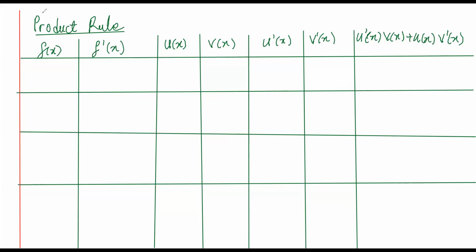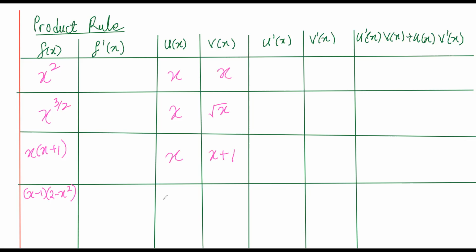x squared. Then what else do we have? The second function, x to the 3 over 2. This is x times (x plus 1). This is (x minus 1) times (2 minus x squared), right? And the column we're given is u for this. This is x, this is x. This is x, this is root x. This is x, this is x plus 1. This is x minus 1. This is 2 minus x squared. That's all we have. Okay, everyone pay attention now. Don't look at your book, just look at the board.